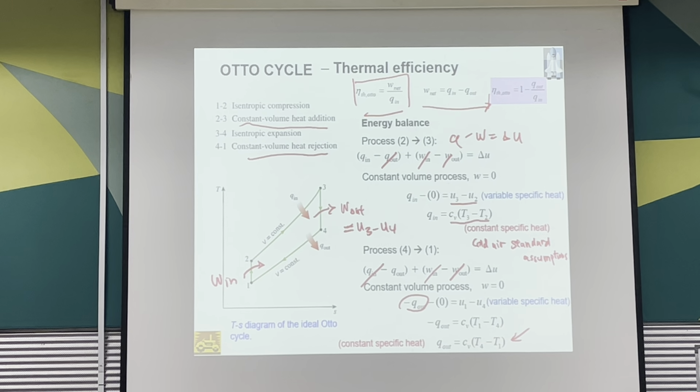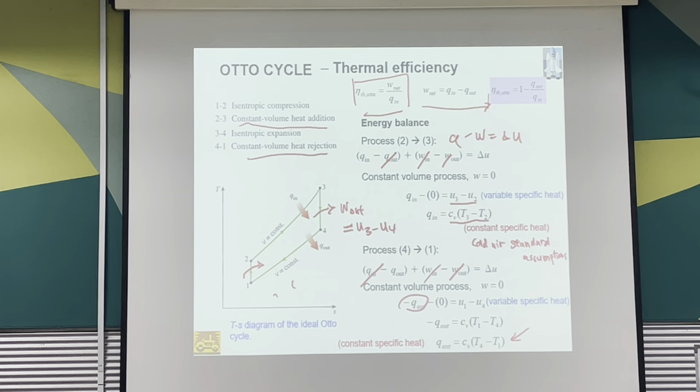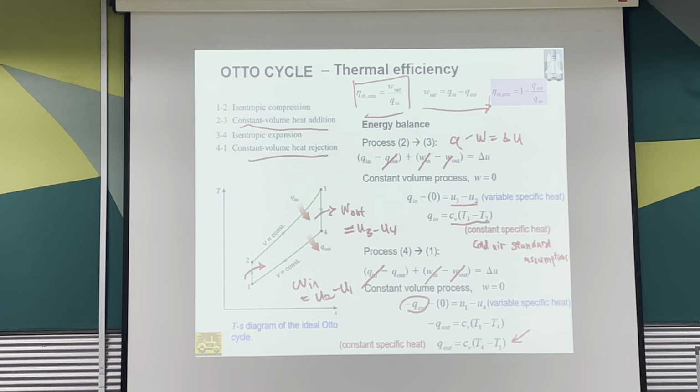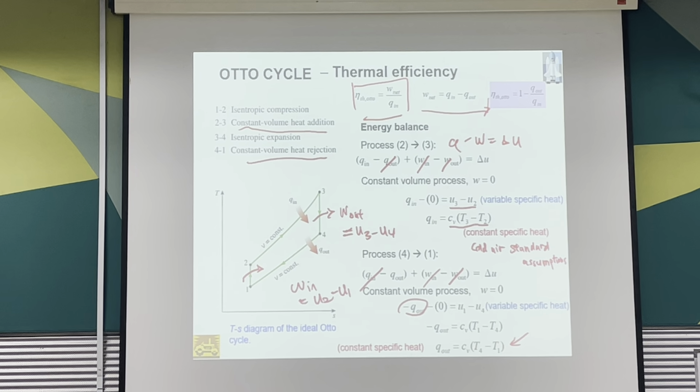You can also find work in with U2 minus U1. It's the same thing. So you can still keep to work net over Q in equation, but then a bit more work.